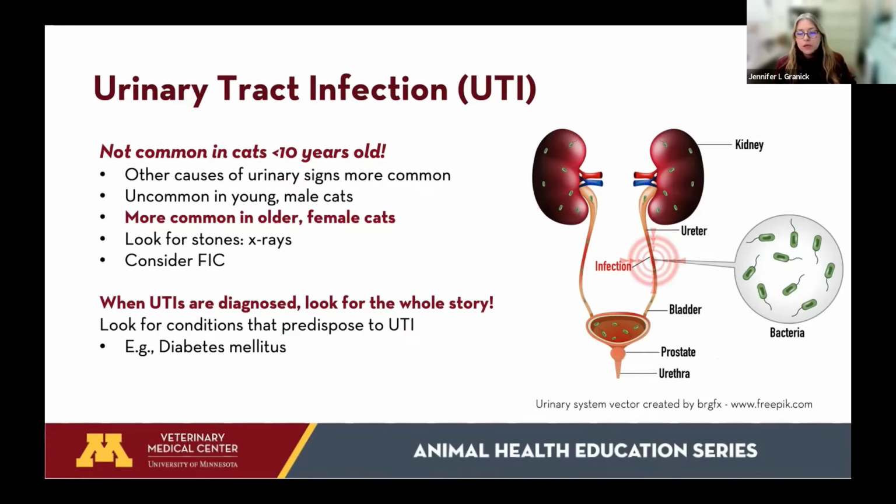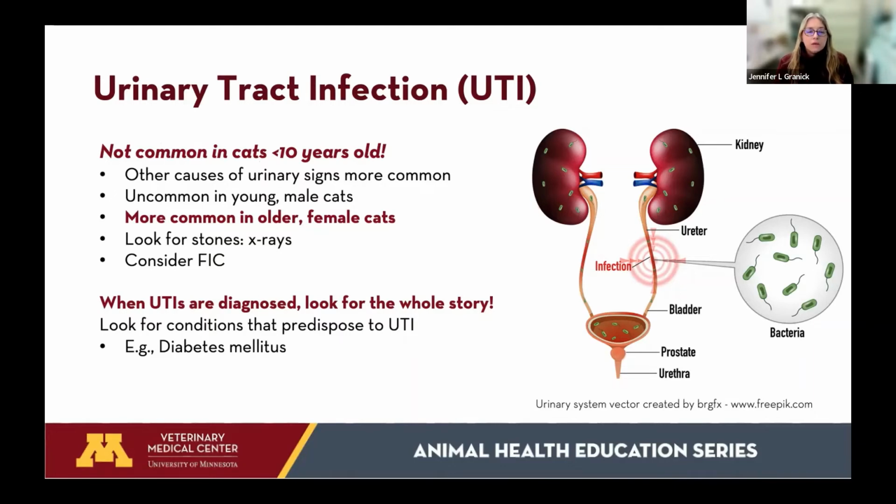So really, if we're seeing clinical signs of lower urinary tract disease in cats that are younger than 10, we should be thinking first of feline idiopathic cystitis. It doesn't mean that infections don't happen in younger cats, it's just not as common. So we can't say that an infection isn't there just because of the age of the cat, but we need to consider what's more likely first.